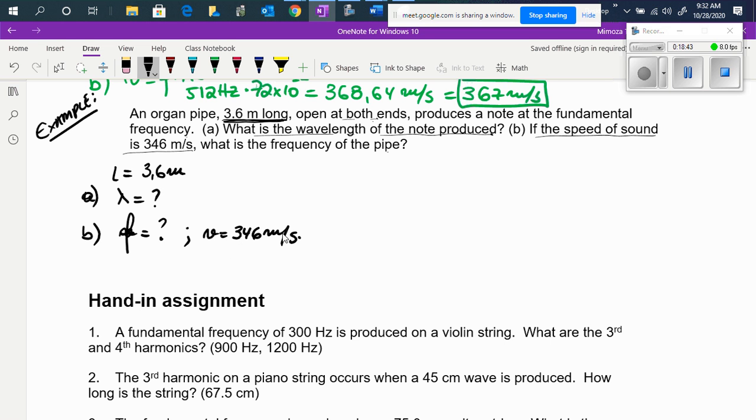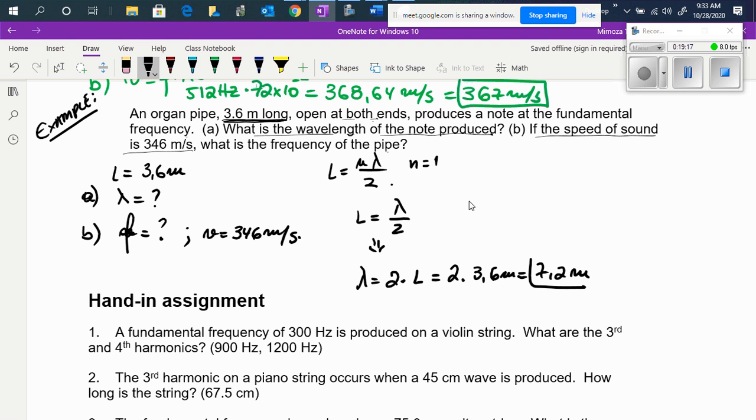Okay, so how are we going to start in this case? Using the fact that this is an open-end air column, L will be n lambda over 2. Since n is equal to 1, L is equal to lambda over 2, which gives us that lambda is equal to 2 times L, or 2 times 3.60 meters, and this will be 7.2 meters.